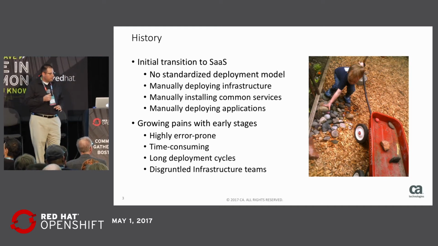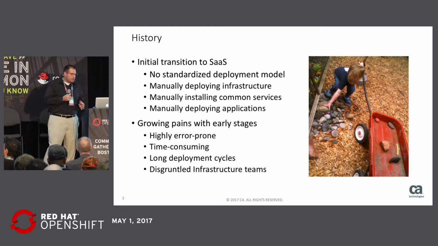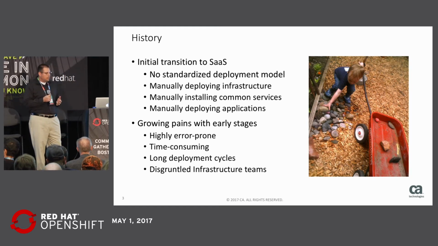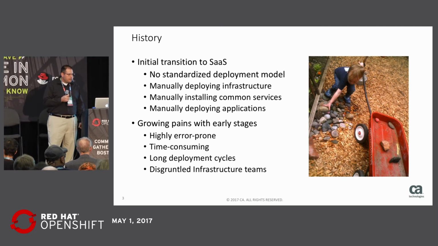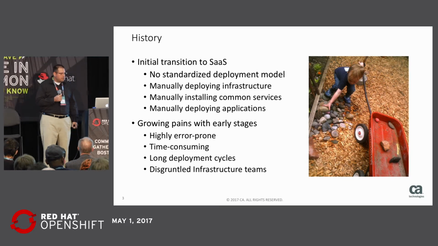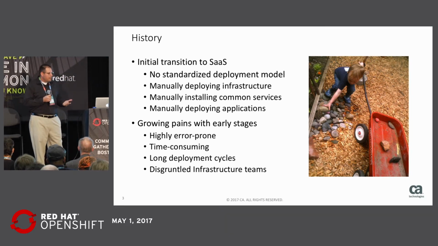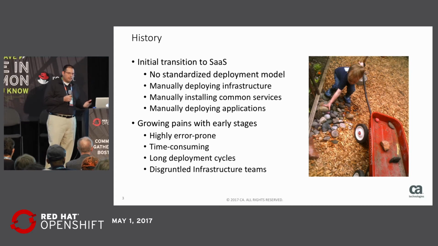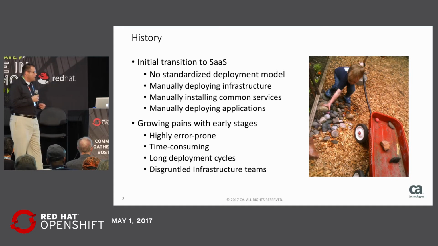So the history of CA with SaaS application, or the transition to SaaS, I should say, basically there was no standardized deployment model. This is going back a few years when we first started taking a look at moving SaaS, reinventing the SaaS deployment model. So no standardized deployment model. We were manually deploying infrastructure. You see the common thing here, manually installing common services and manually deploying applications. So it's very manually intensive.